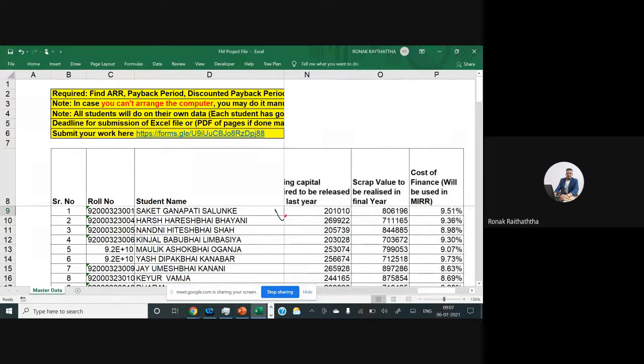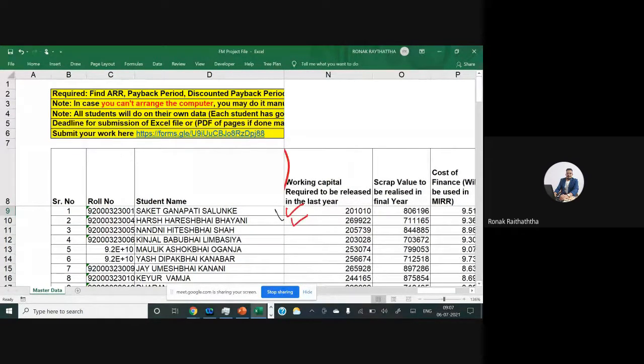Then the scrap value is given to you, and the working capital requirement is given to you. I have already discussed it while solving the question of NPV. The lectures are also uploaded. You can see there what the treatment of working capital and the scrap value was. And if you have any question or doubt, you can reach out to me at any point of time, definitely without any hesitation, right?